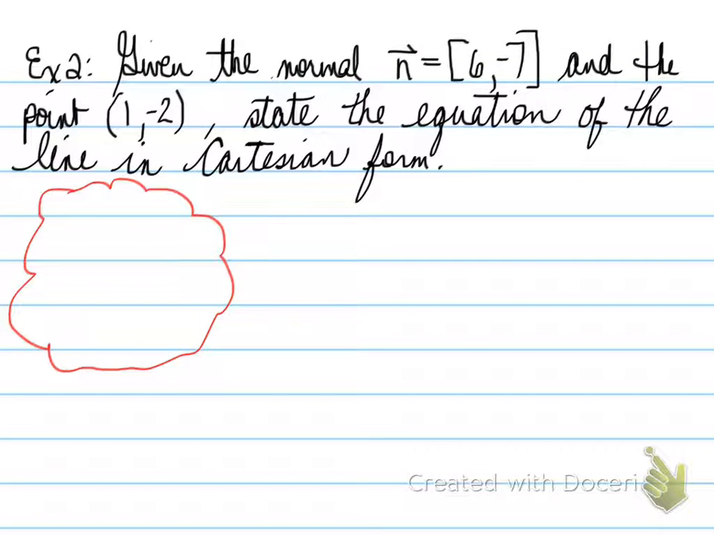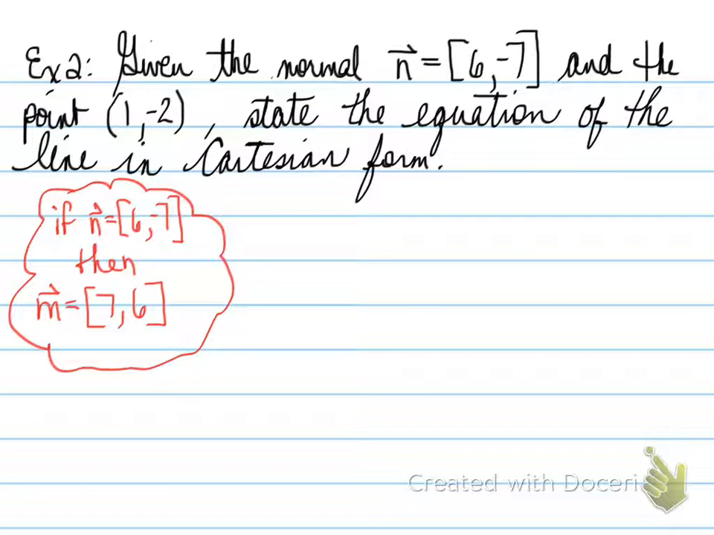So example 2. Given the normal, 6, negative 7, and the point 1, negative 2, state the equation of the line in Cartesian form. So this time I give you the normal, and I give you a point. If the normal is 6, negative 7, then the direction vector is 7, 6. Why? Because don't forget the x and the y change, and the sign changes of the whole normal vector. So if it's 6, negative 7, it's going to turn into 7, 6.